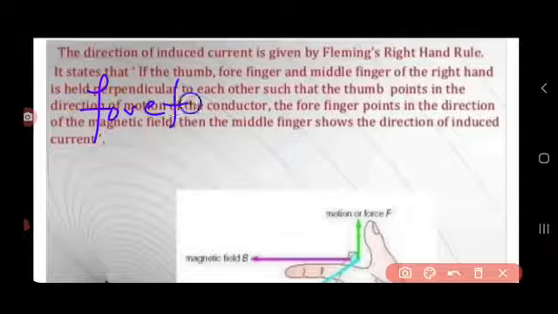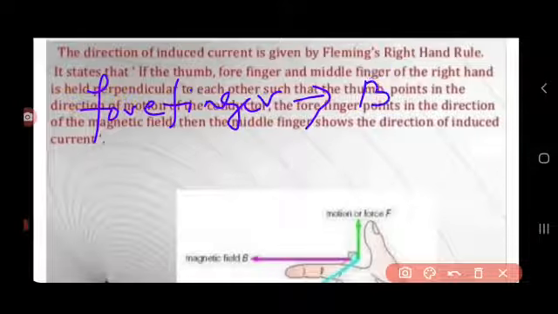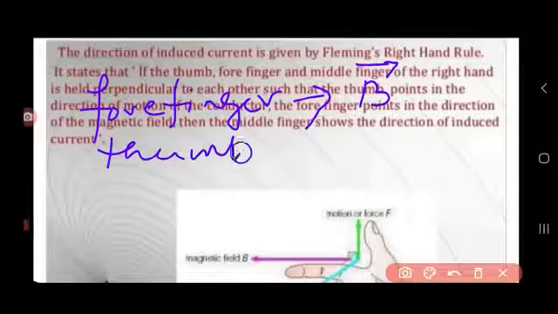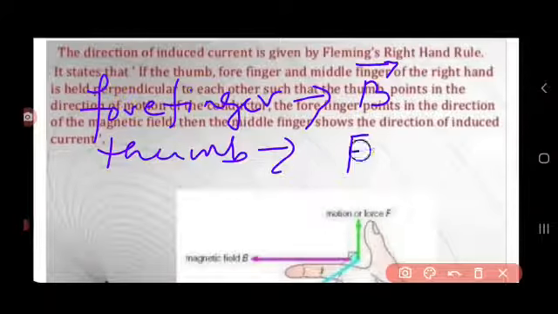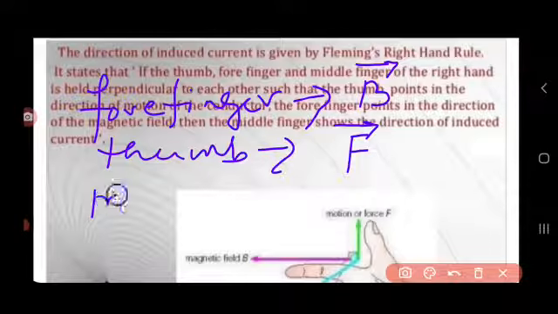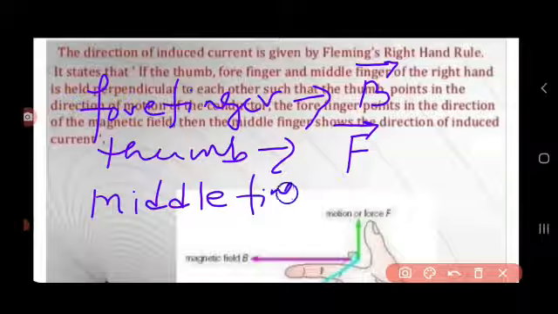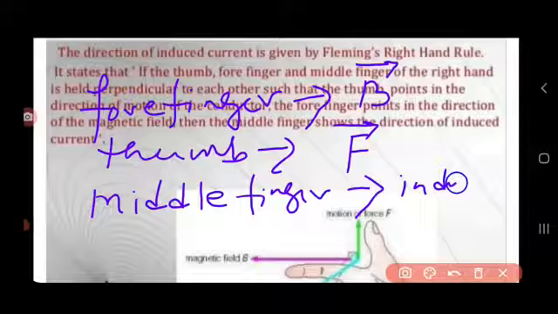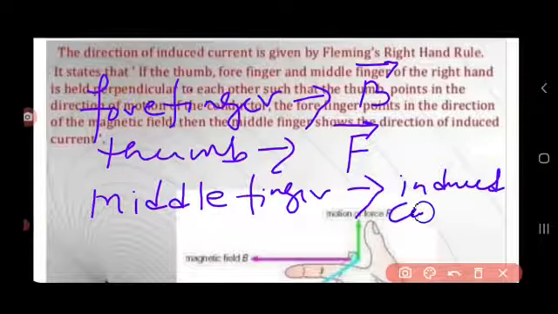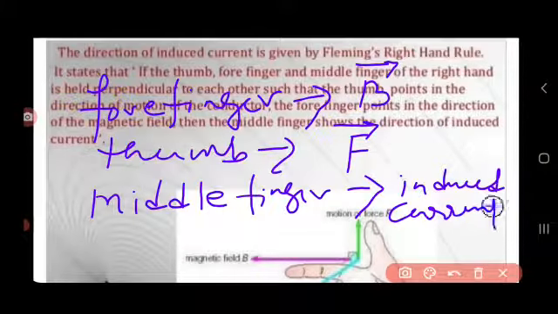So Fleming's right hand rule is the rule which is used to find the direction of induced current. Apart from Fleming's left hand rule or right hand rule, one more rule is used to find the direction, and that is Lenz's law. But in this particular topic, we have no scope to discuss Lenz's law.